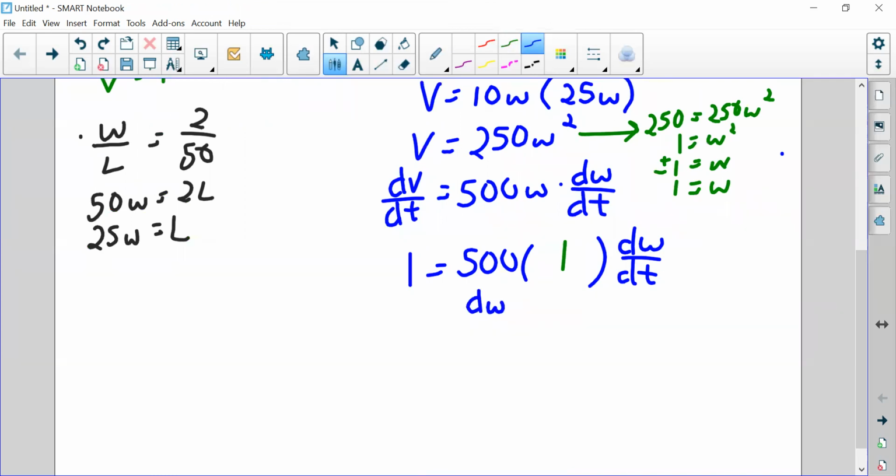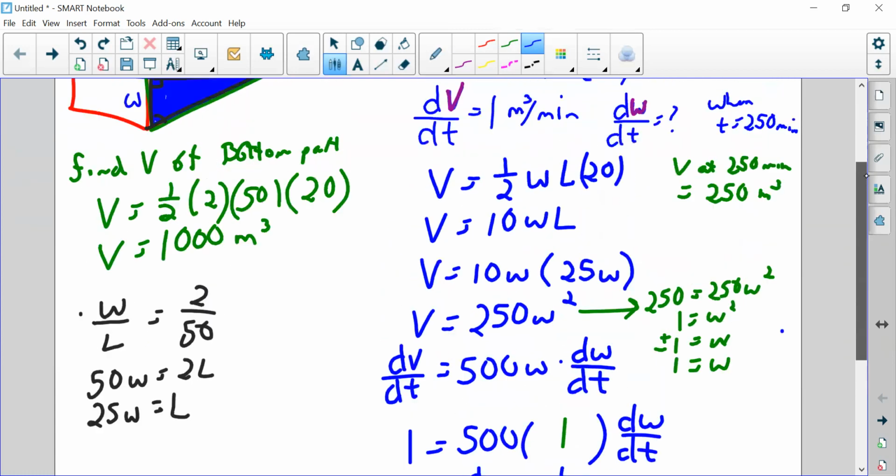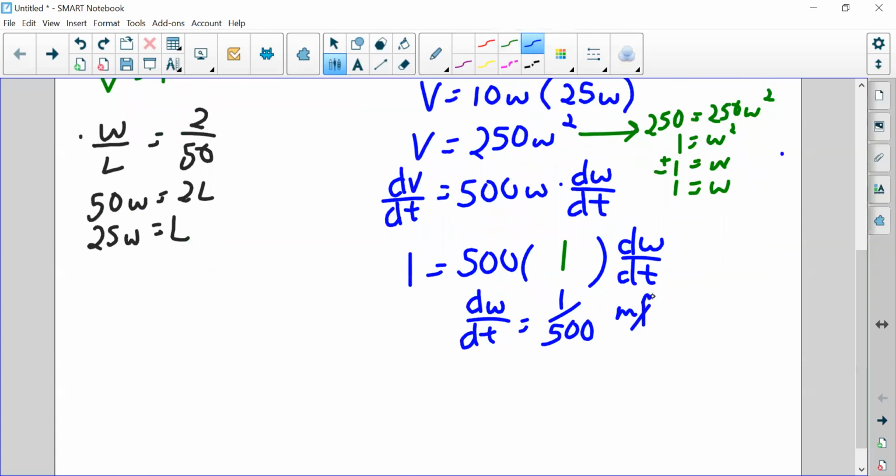So dW/dt is equal to 1 over 500. Now I need to take care of my units. What was our W being measured in? Meters. And what is time being measured in? Minutes. And the water level is rising, so it makes sense that I get a positive. So that's how you get 1 over 500 meters per minute.